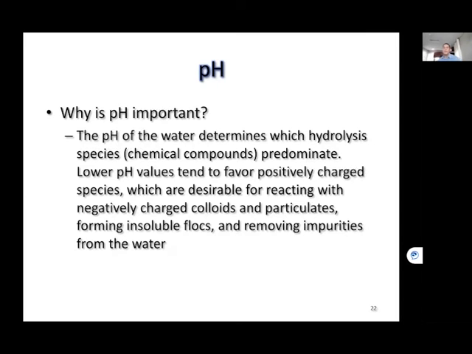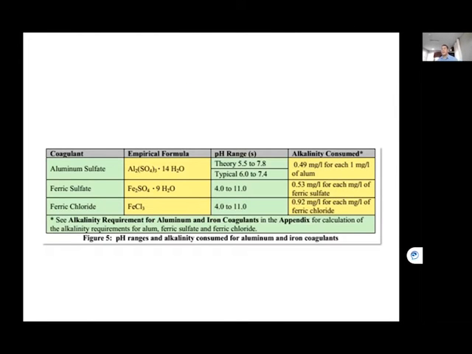pH. Why is pH important? The pH of the water determines which hydrolysis species, chemical compounds, predominate. Lower pH values tend to favor positively charged species, which are desirable for reacting with negatively charged colloids and particulates, forming insoluble flocs and removing impurities from the water. So we talked about the alkalinity of the water, the pH of the water, and the reason why I mentioned those two factors is because it's very important in determining how effective your coagulant is.